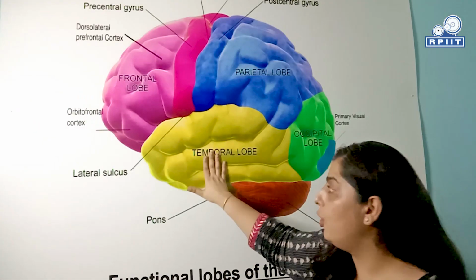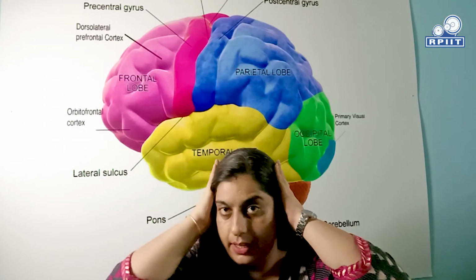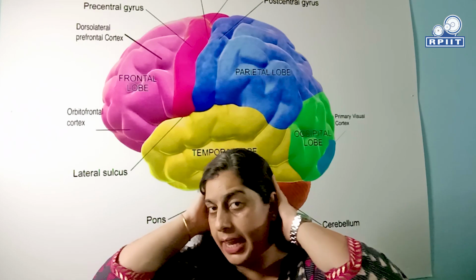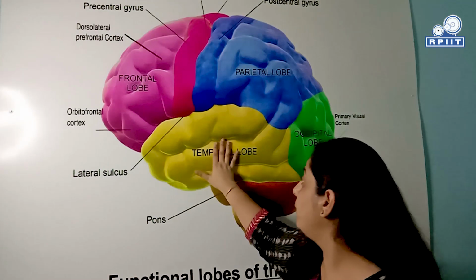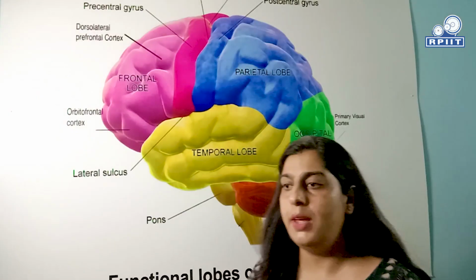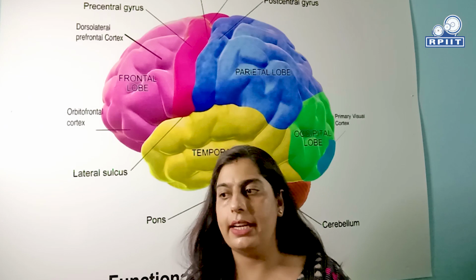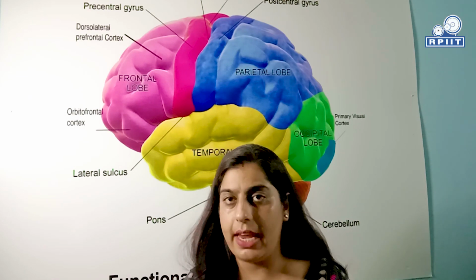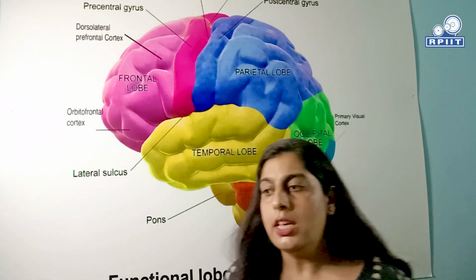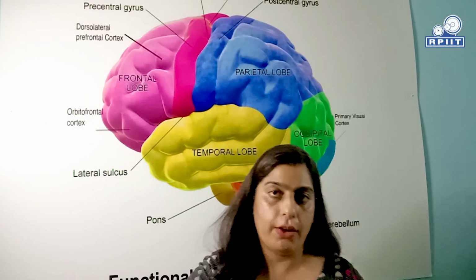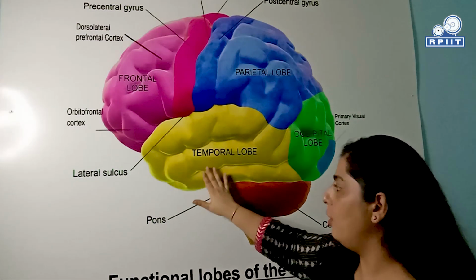The last lobe is our temporal lobe, which is present over here, on this side. This part of our brain consists of the temporal lobe. The temporal lobe is responsible for understanding language, for memory and hearing, and for sequencing and organization of things. These all things are done by the temporal lobe.